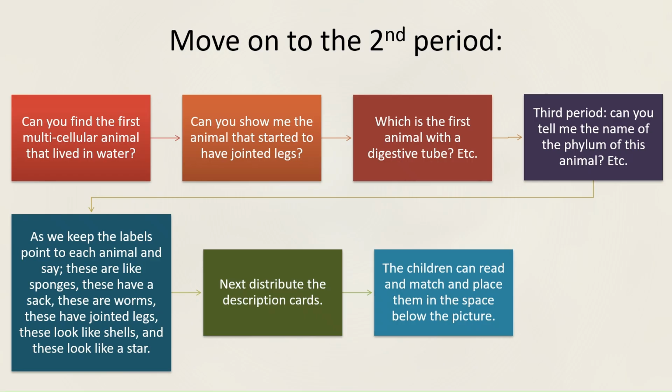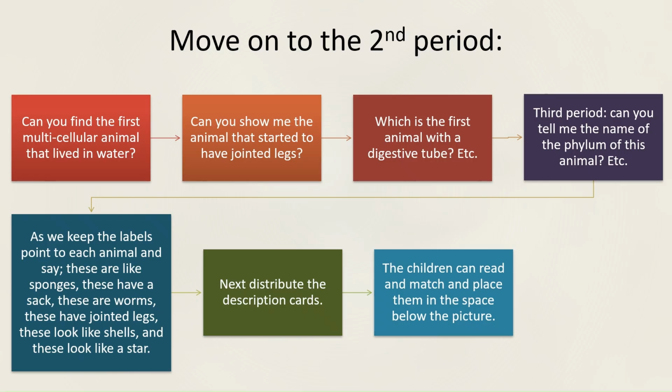Move on to the second period. Can you find the first multicellular animal that lived in water? Can you show me the animal that started to have jointed legs? Which is the first animal with a digestive tube? And so on. In the third period, you can ask, can you tell me the name of the phylum of this animal? And so on.